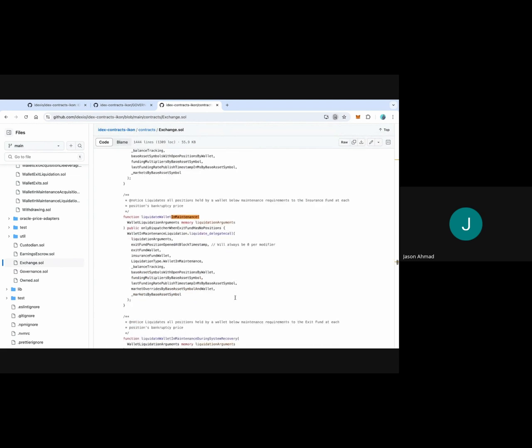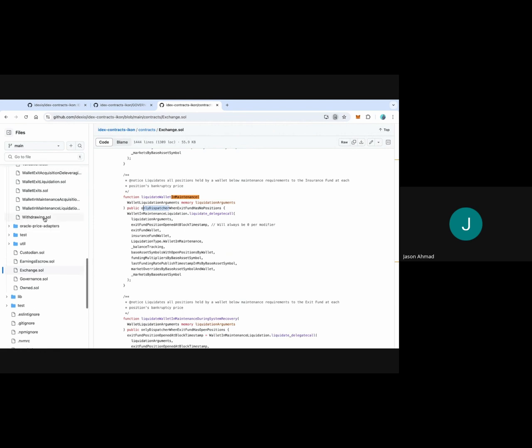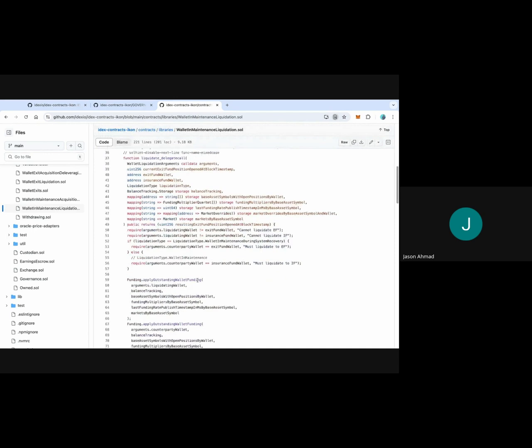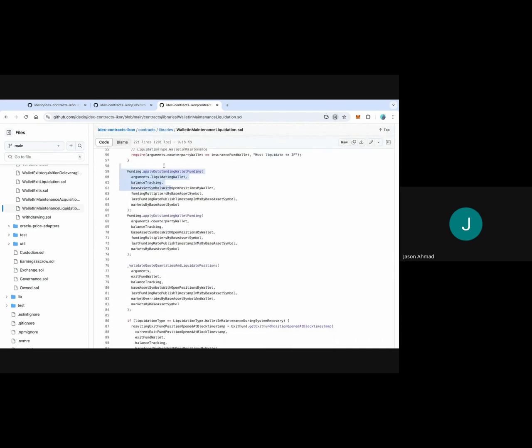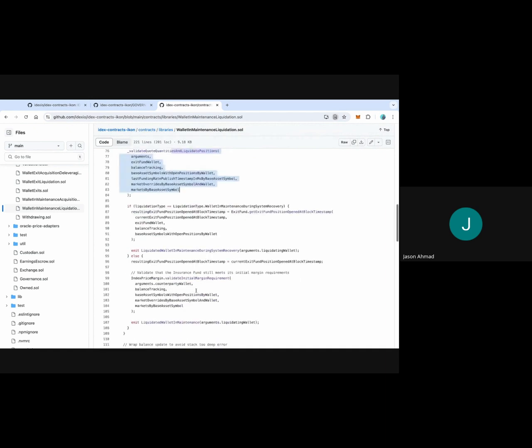Okay, so liquidating a wallet in maintenance here. Again, exactly the same pattern you see elsewhere in the dispatcher. We call into a delegate call, and we're applying our funding payments, doing our validations. There are a few different pathways through which this can happen.